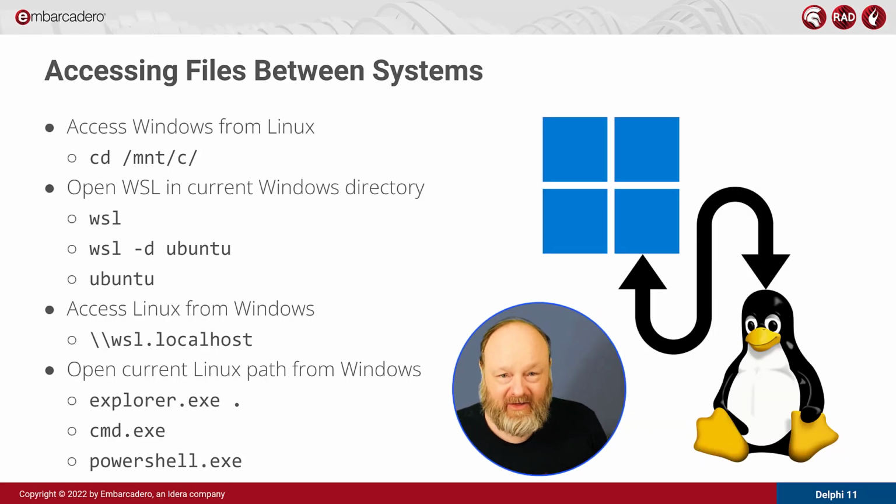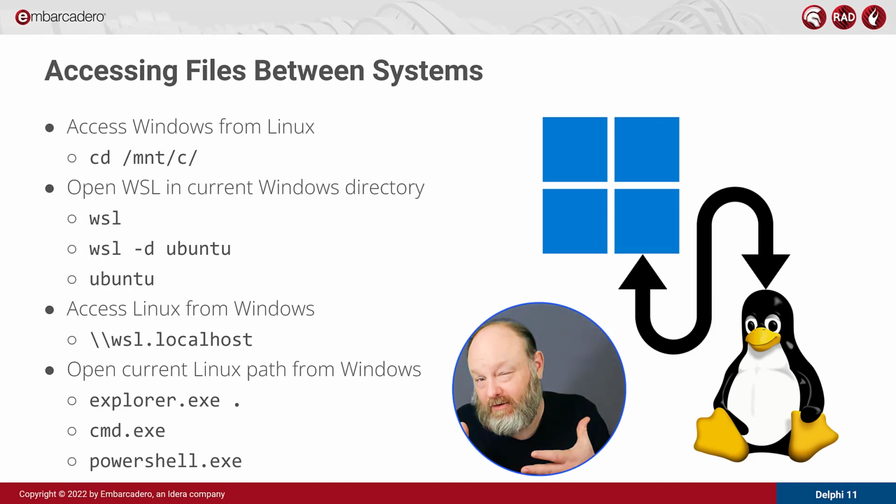Sometimes you want to access the files between the two different systems. So you have Linux files and Windows files. It's fairly easy to do, just a matter of knowing where it's at. From within a Linux distribution, the access to the Windows file system is /mnt/c for your C drive or d for your D drive. If you want to jump to it and you're in a Windows terminal, type WSL and it will start up WSL in that current folder.